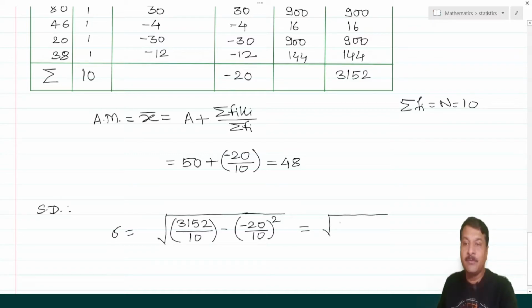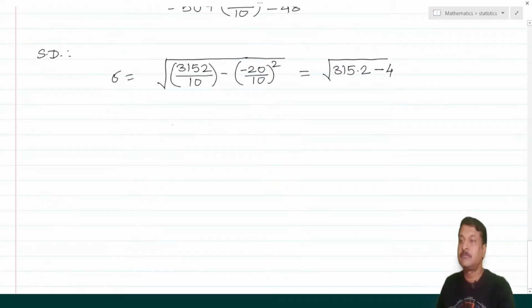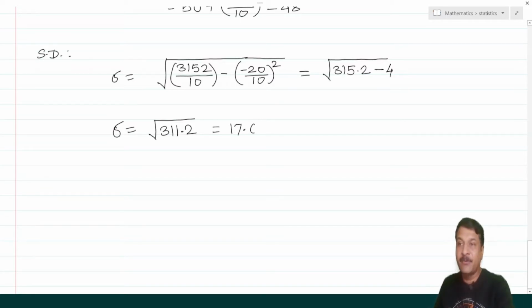So I am getting under root of 315.2 minus 4. So what is the sigma? That is the under root of 311.2. So sigma, or standard deviation, by calculator I am getting 17.64. Here you take the value of sigma up to 2 decimal points. So 17.64, and therefore what is the coefficient of variation?